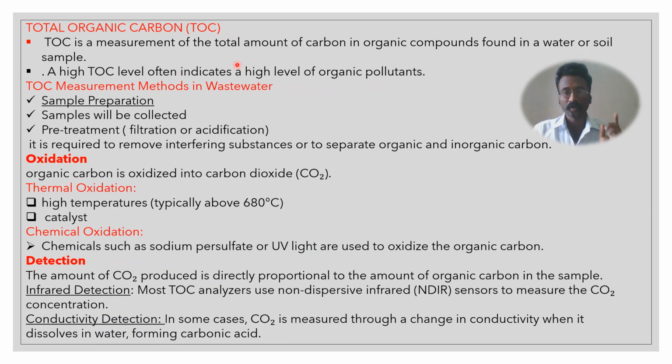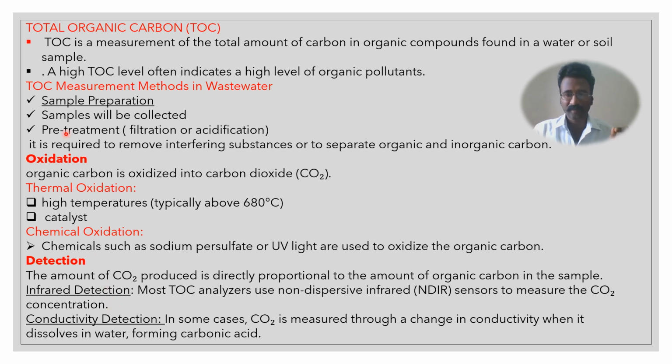Let us see about total organic carbon. What is total organic carbon? TOC is a measurement of the total amount of organic compounds found in a water or soil sample. A high TOC level often indicates a high level of organic pollutants. So how is it done? It is done in three steps. First one is sample preparation, second one is oxidation, third one is detection.